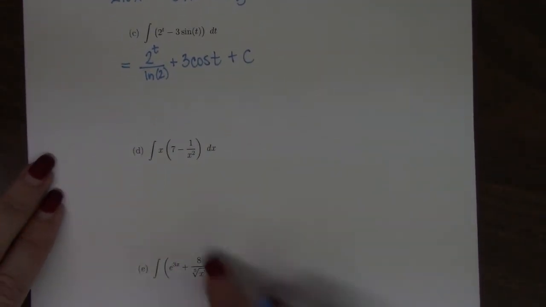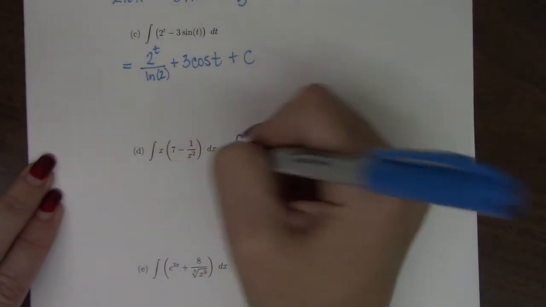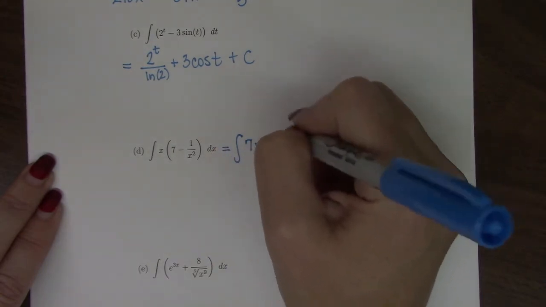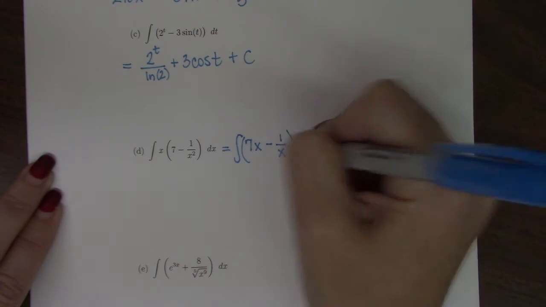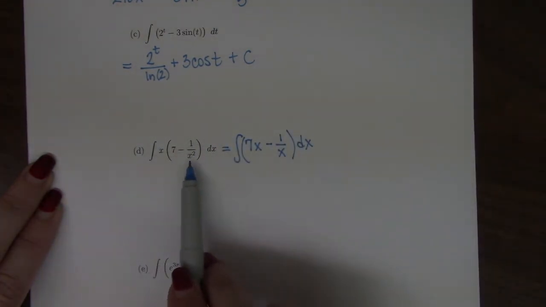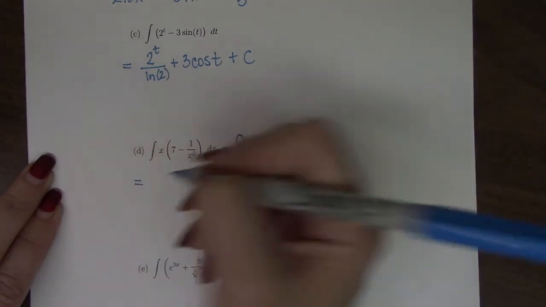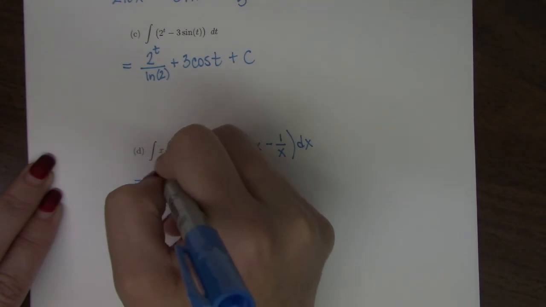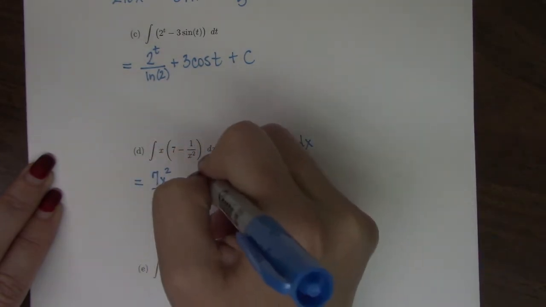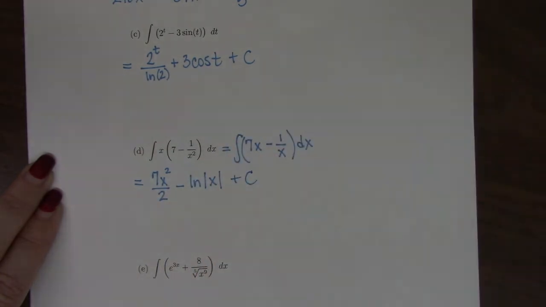For the next problem, we can't undo the product rule. So what we have to do is distribute our x across. So when I multiply 7 by x, I get 7x, but when I multiply 1 over x squared, the x cancels, so now I want to antidifferentiate this. So this is 7x squared over 2 minus the natural log of the absolute value of x plus c.